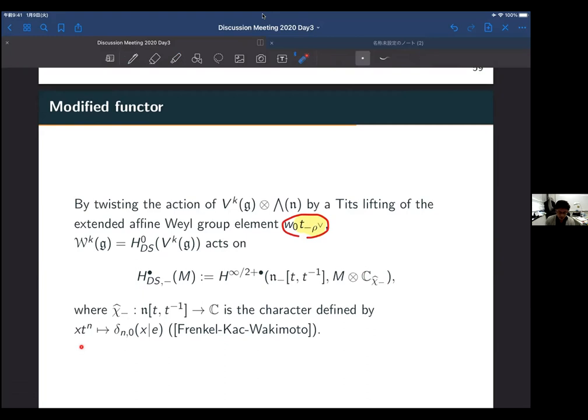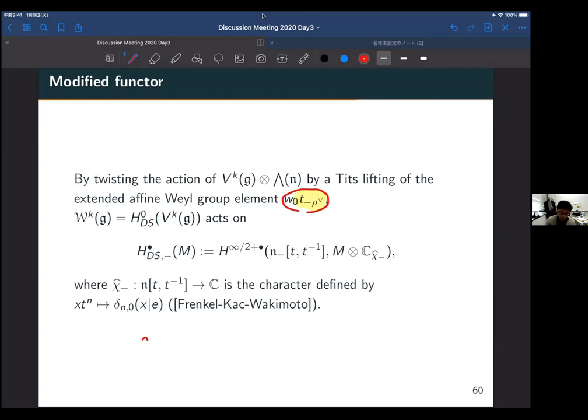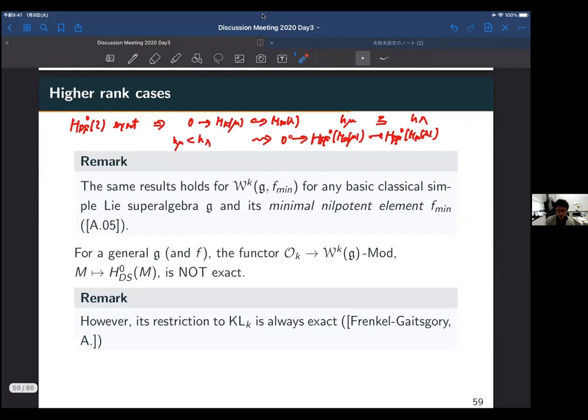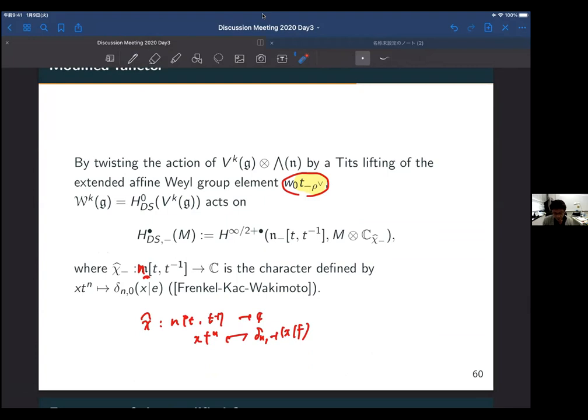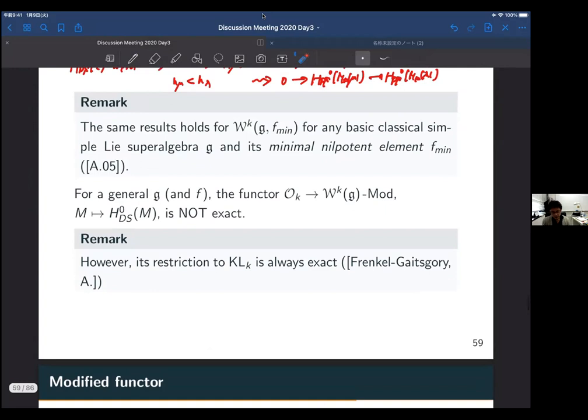Before the character, sorry, this is n minus. Before, the character was something like delta n minus 1 xf. And because this was not zero, it breaks the grading. So it's not compatible with the grading here. This is the reason why this kind of funny problem occurs. But if you twist the action by this affine Weyl group element, this fixes the problem, and so it keeps the ordering of the weight.